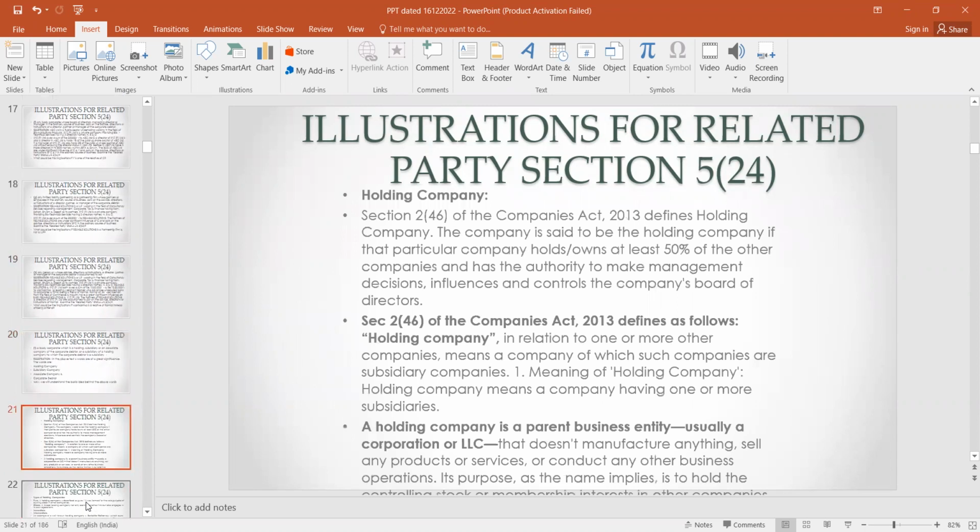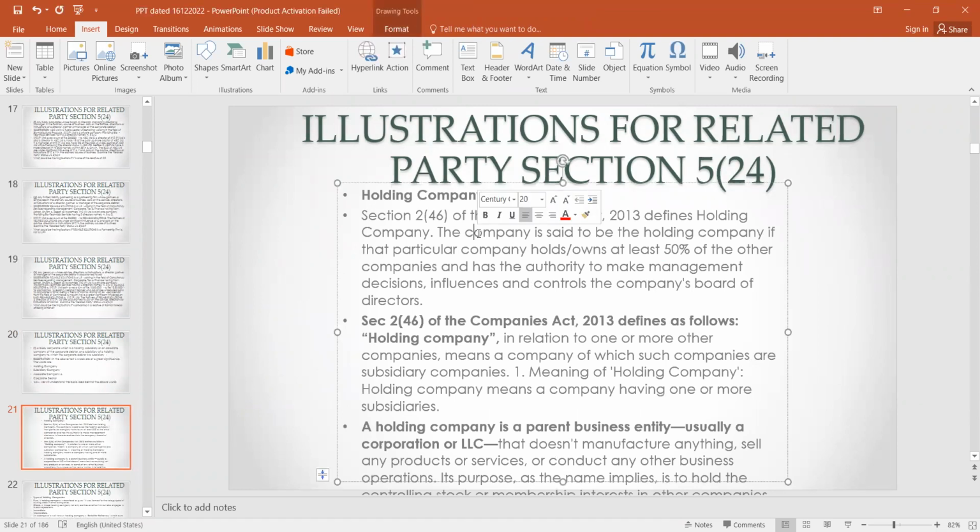The holding company definition is also given. Section 246, because section 524 refers to the holding company also. Clause 524J covers a body corporate which is a holding, subsidiary, or associate company of the corporate debtor, or a subsidiary of a holding company to which the corporate debtor is a subsidiary. For this, we have to see the definitions of holding company and subsidiary company as per the Companies Act. Certain definitions are not given in IBC, so for that you have to refer to the Parent Act.